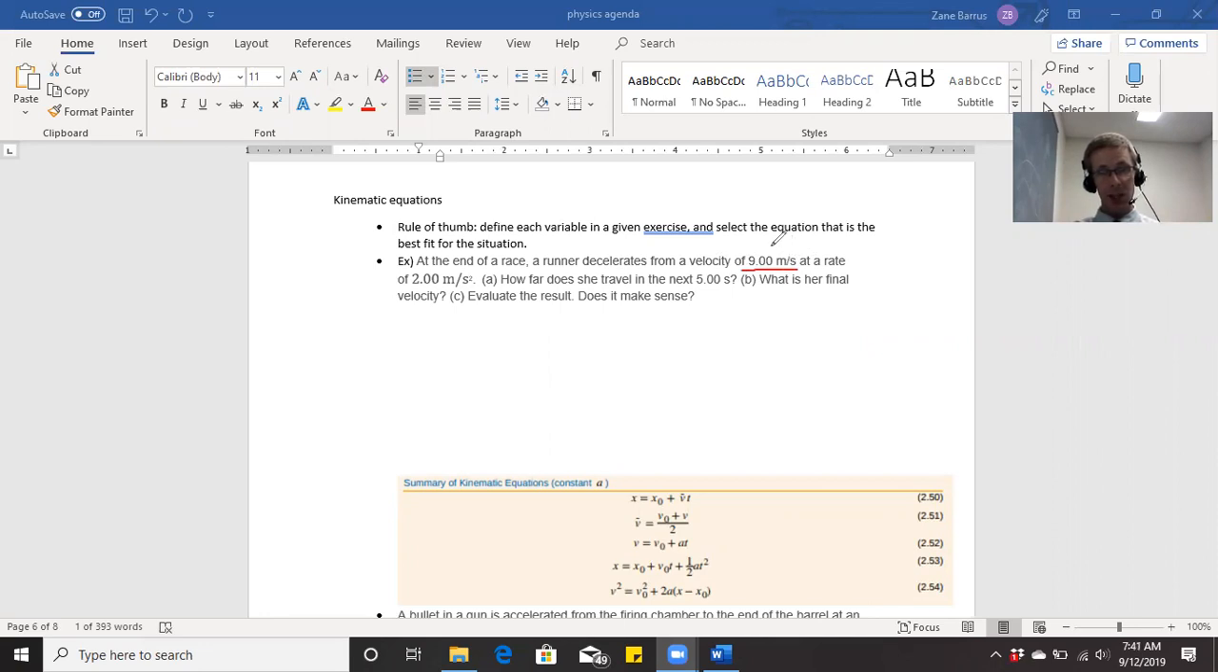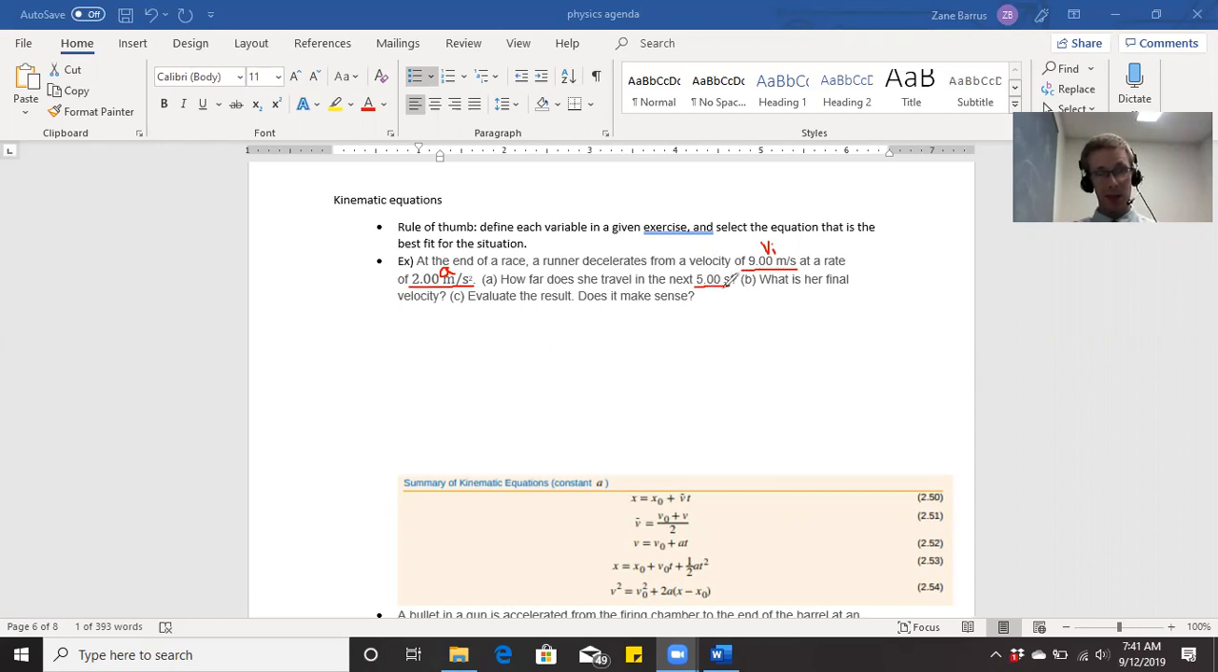So they started traveling 9 meters per second. So that's my initial velocity. They decelerated at a rate of 2 meters per second squared. Now remember, we just told you that whenever you see meters per second squared, that's an acceleration. How far does she travel in the next 5 seconds?